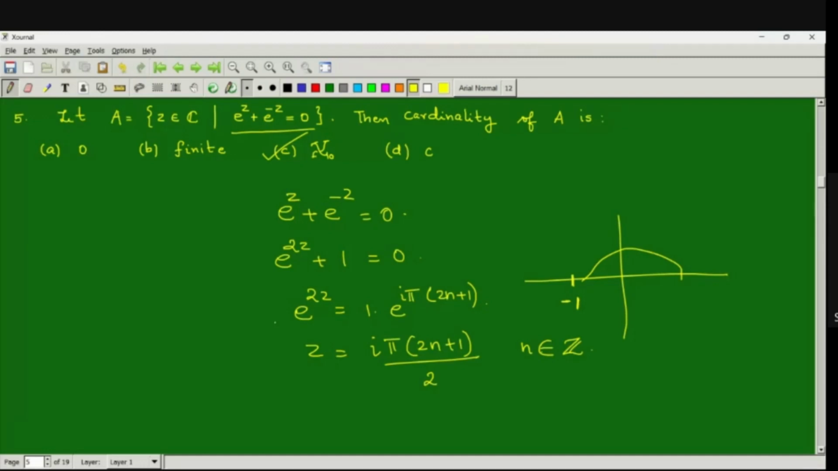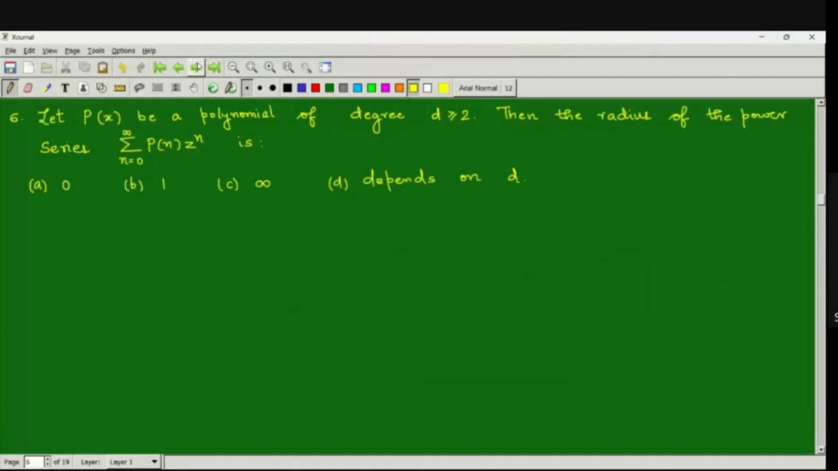Such an easy question, right? But this has occurred in the NET exam. So this is an interesting question, but easy.